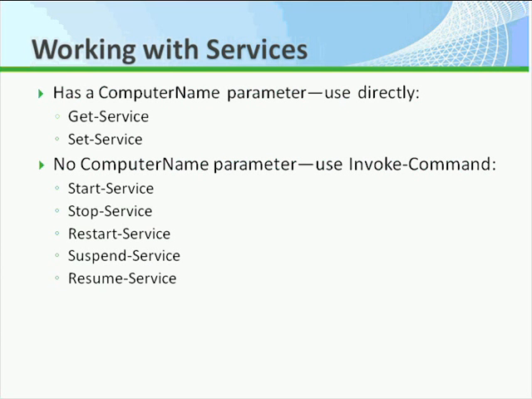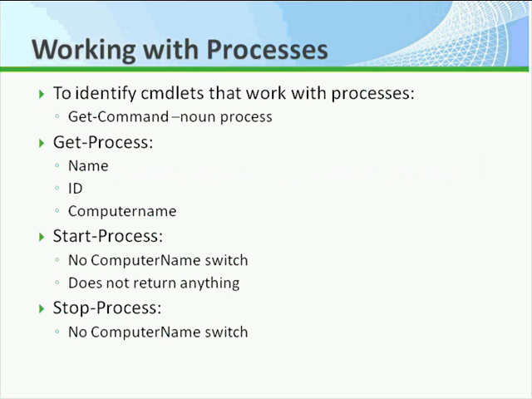Working with processes is essentially the same thing. I can use Get-Process, and Get-Process will allow me to get information from a remote computer. Start-Process does not have a ComputerName switch, and so therefore we cannot use it directly on remote machines. I can use Invoke-Command if I need to.